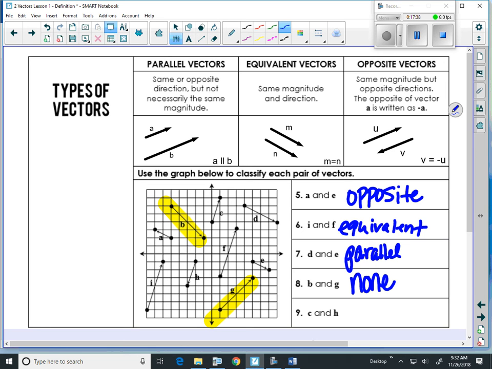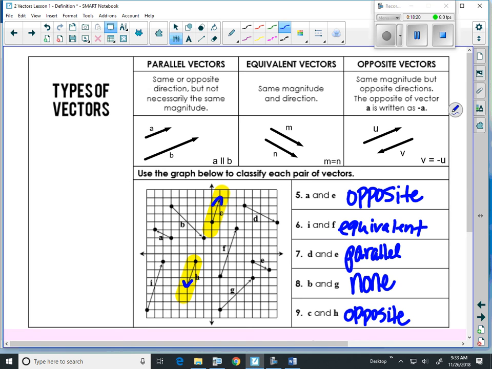And then C and H. There's C, there's H. What do you think about C and H? Equivalent is close, but why are they not equivalent? They're facing opposite directions. This arrow is right here, this arrow is right there. What are they? They are opposite. Questions for me on types of vectors?